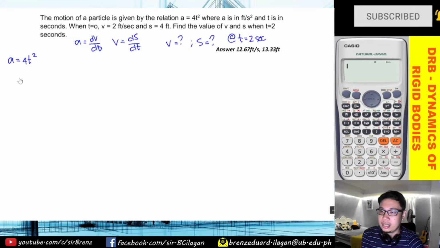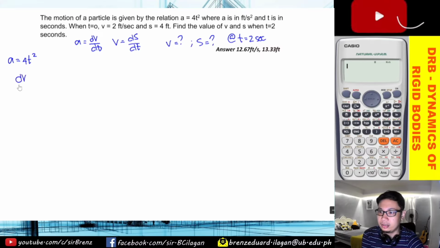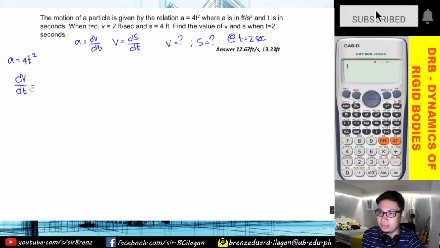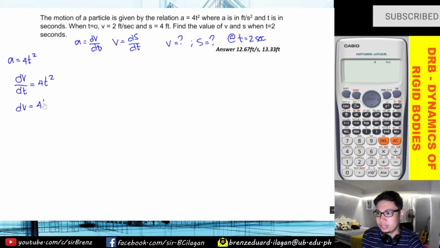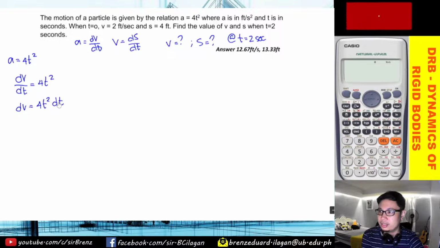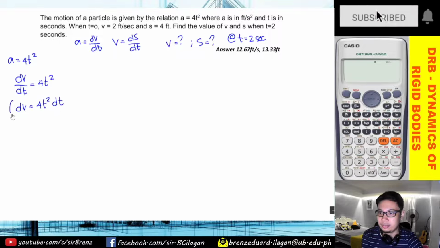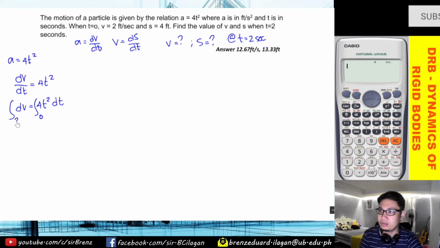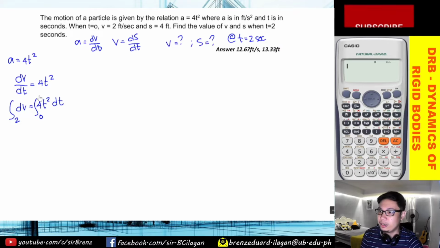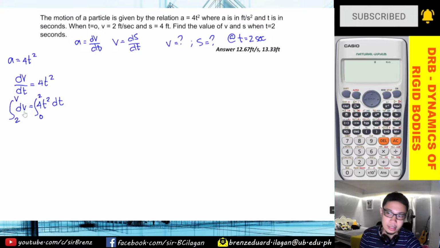So again, your acceleration can be related to dv over dt equals 4t squared. So when dt goes up, the equation will be dv equals 4t squared dt. So what do we do there? Just take the integral of both sides. The problem gave a condition that at time 0, the velocity is equal to 2 feet per second. So your upper limit, since we're looking for the velocity at 2 seconds, will be 2. What will be the velocity? Just integrate this.